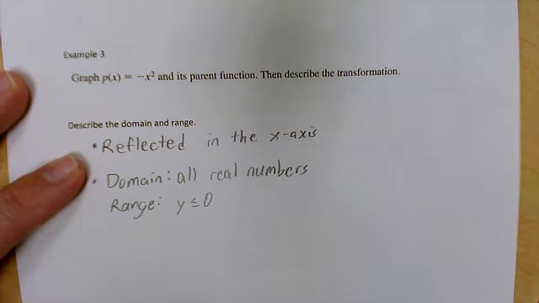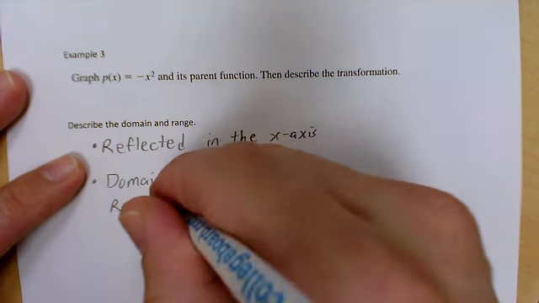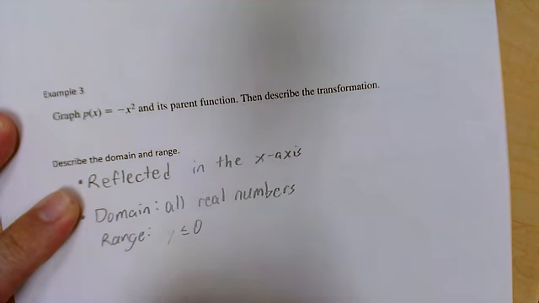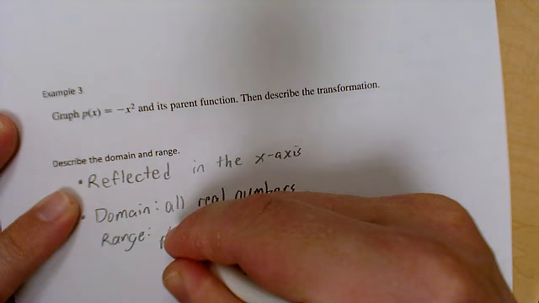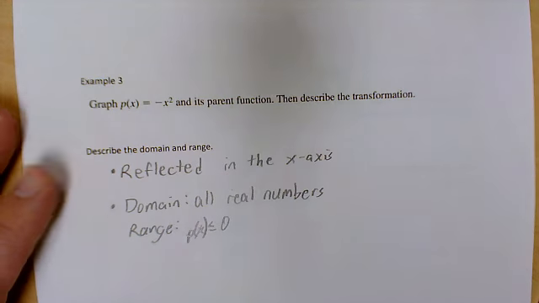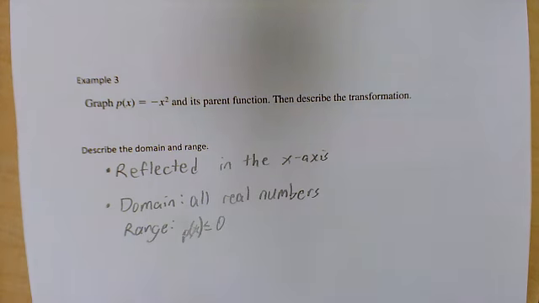Now technically I've actually made a mistake here because it was p of x. I shouldn't be using y here. Should be p of x is less than or equal to 0. Not a huge deal, not something that I'm going to necessarily count off a lot for, but it is important to notice.